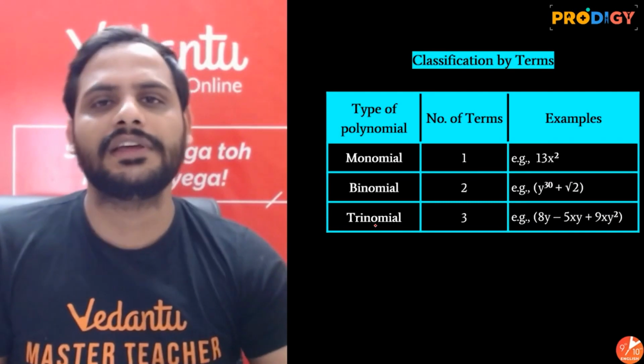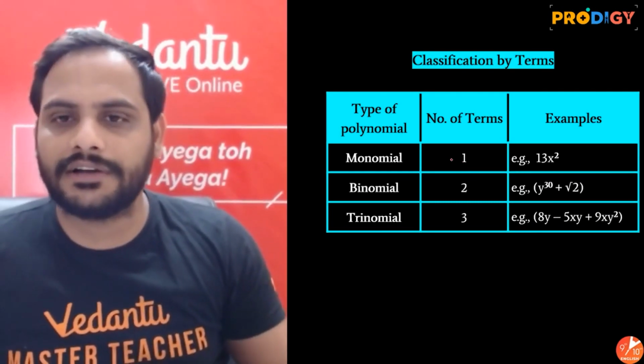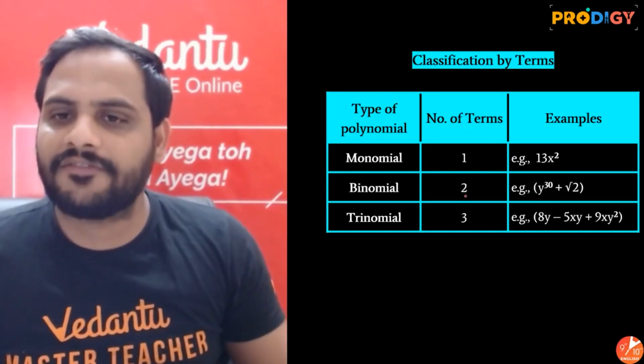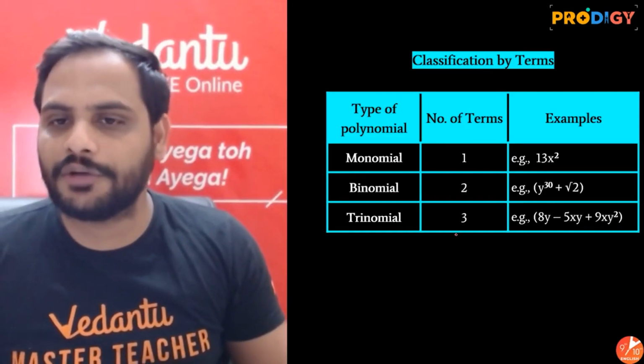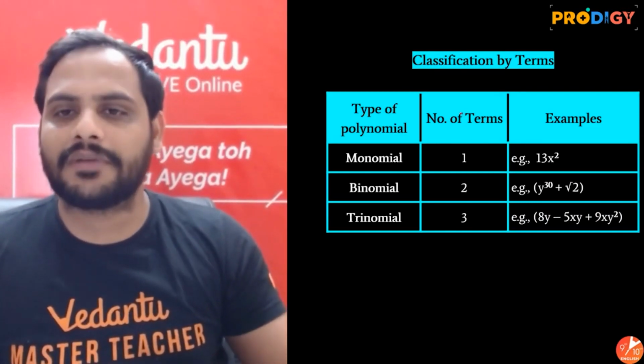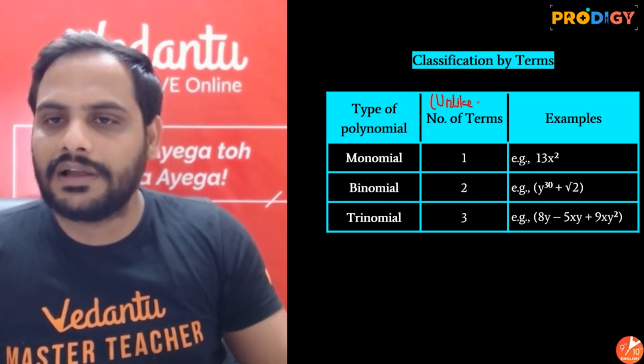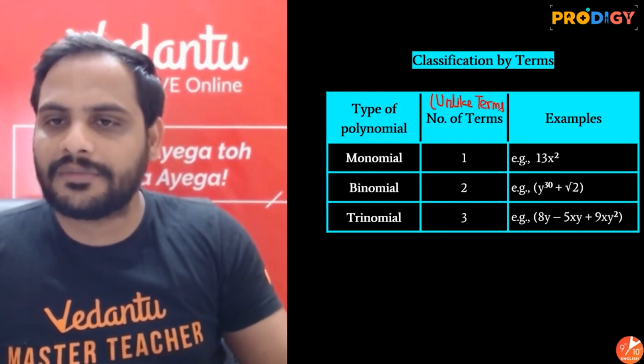Now, classification by number of terms. To understand, guys, if we have only one term, we'll call it a monomial. If we have two terms, we'll call it a binomial, and three terms, we'll call it a trinomial. Remember, beta, for the number of terms, I'm counting unlike terms. Unlike terms means I cannot add or subtract them further.